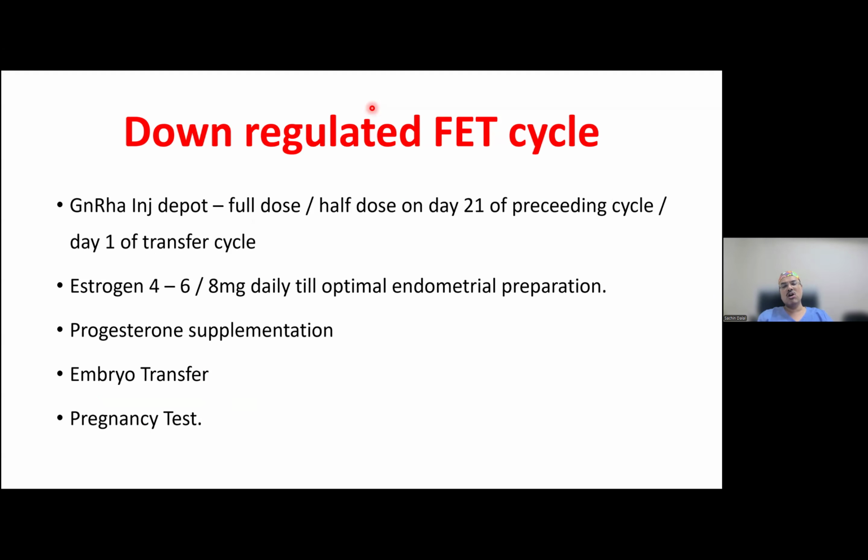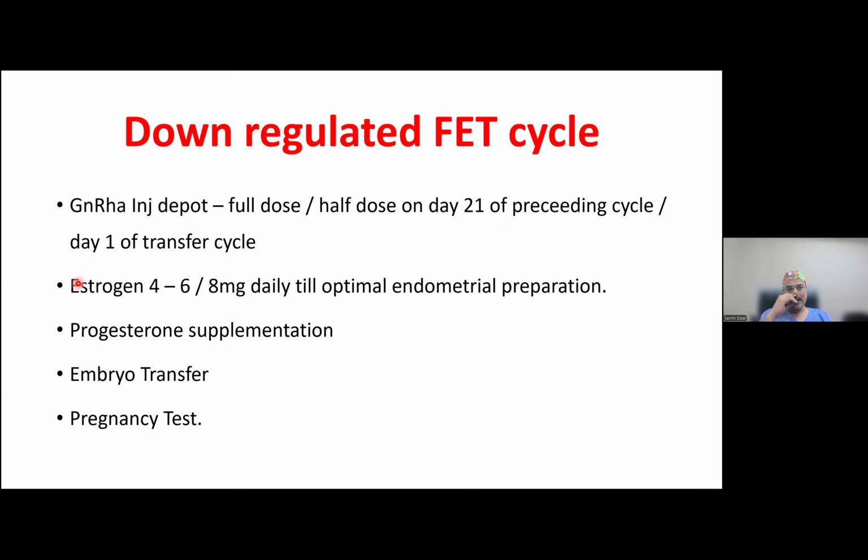Now, we've spoken all about the estrogen cycle. Next, we will talk about the down-regulated FET cycles. The idea behind down-regulation is when you give a single dose of GnRH agonist depot. I use Lupride depot, usually half dose on day 21, because when you use full dose, sometimes the patient just does not get periods and the down regulation is very profound, especially in thin girls. So give a half dose on day 21, the preceding cycle.